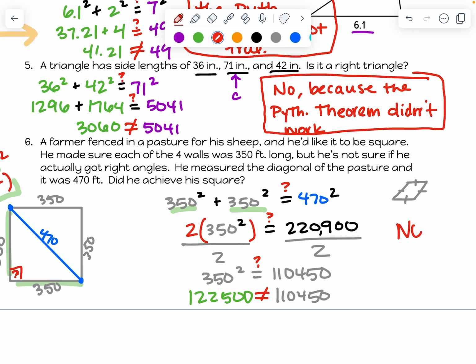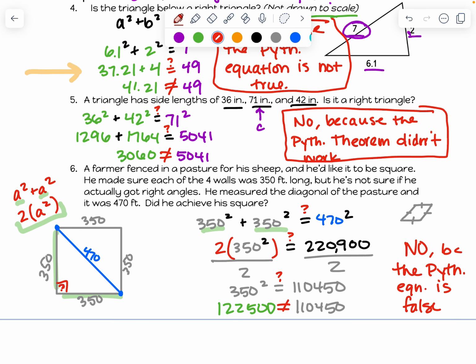And if I asked you to explain how you know, because the Pythagorean equation is false. It didn't work. It's not true. Either way. Okay, so number 6.